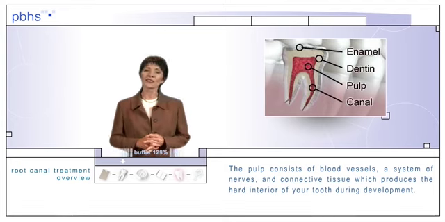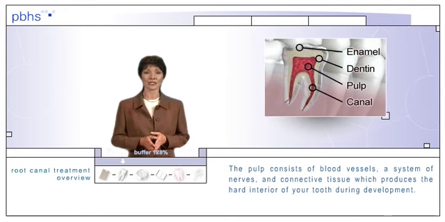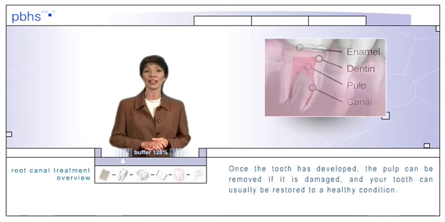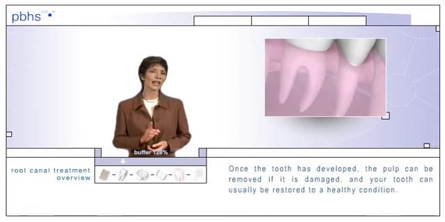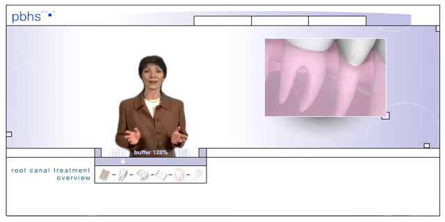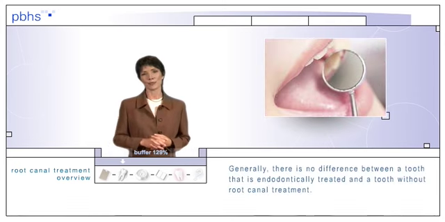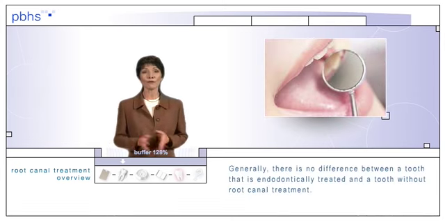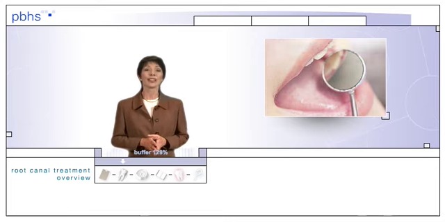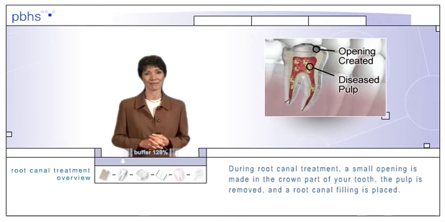The pulp consists of blood vessels, a system of nerves, and connective tissue, which produces the hard interior, called the dentin, of your tooth during development. Once the tooth has developed, the pulp can be removed if it becomes damaged, and your tooth can usually be restored to a healthy condition. Generally speaking, as far as function and comfort, there is no difference between a tooth that is endodontically treated and a tooth without root canal treatment.